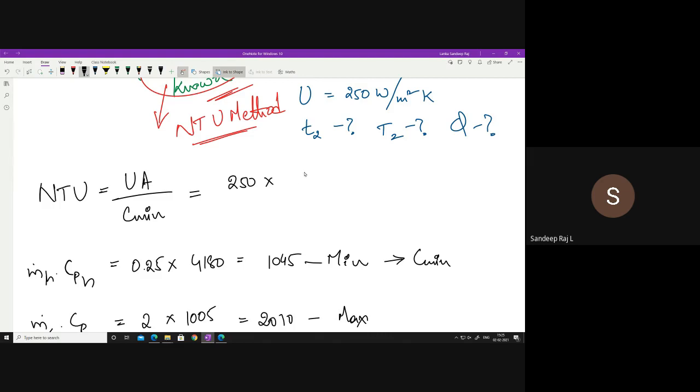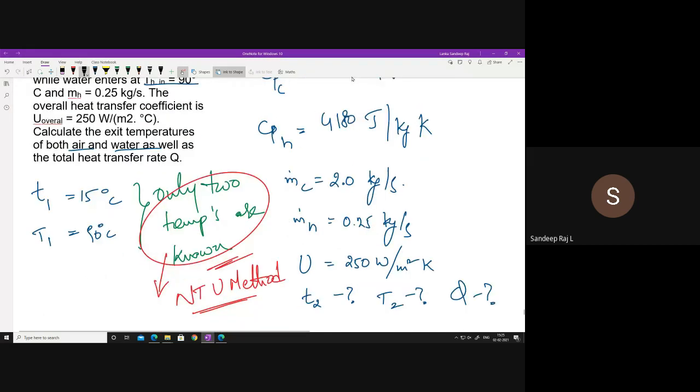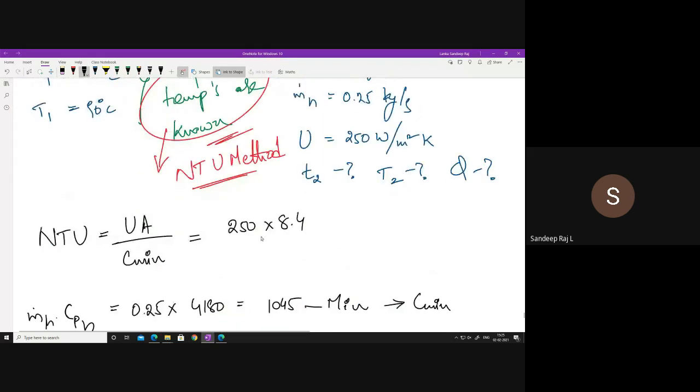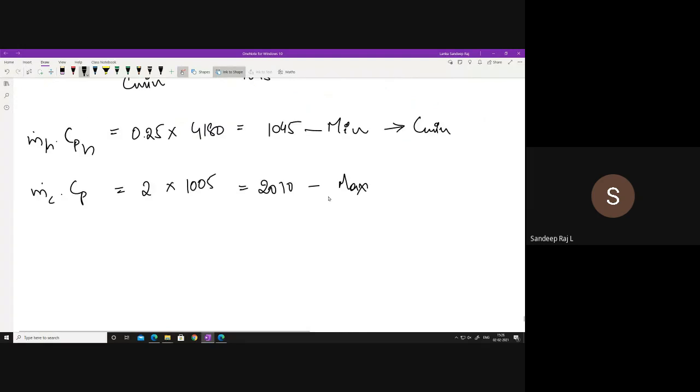ఏరియా ఎంత చెప్పండి? 8.4. 8.4 by the C min value is given. It's found out it is 1045. Tell me what is the NTU value? 2. NTU value is 2. So we're done with NTU.